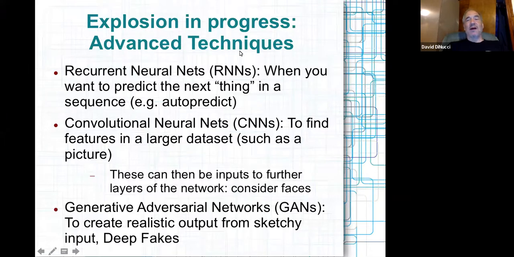So what caused all this explosion in progress? Well, some of it was techniques that they came up with. So recurrent neural networks, that's when you have a sequence of things and you want to figure out what's the next thing in the sequence. So you're going to teach it sequences. And you see those all the time nowadays when you're texting, when you're doing any kind of typing. Often it will be guessing what the next word that you want to type is. And that's exactly the type of thing a recurrent neural network does.